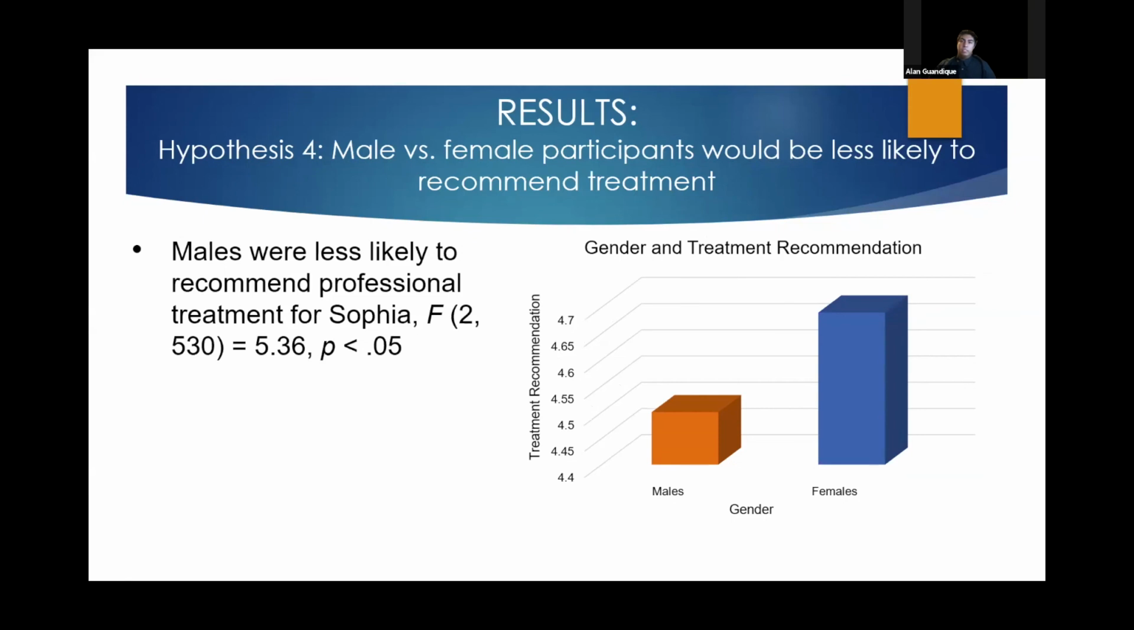Our fourth hypothesis, male versus female participants would be less likely to recommend treatment, was partially supported, with males being less likely to recommend professional treatment for Sophia's condition. Again, this can be seen on the right as well, with males having a lower treatment recommendation than females. And although not significantly different between males and females, males were less likely to recommend professional treatment for Michael's condition as well when compared to females.